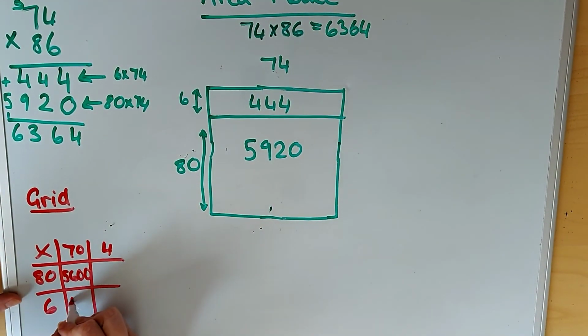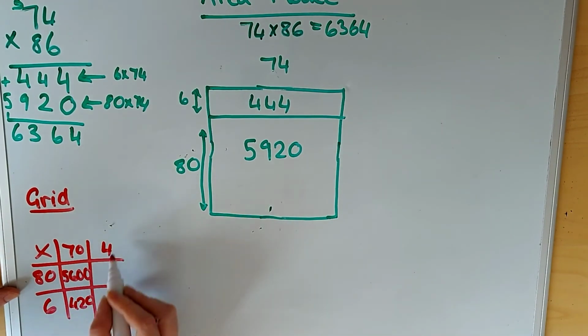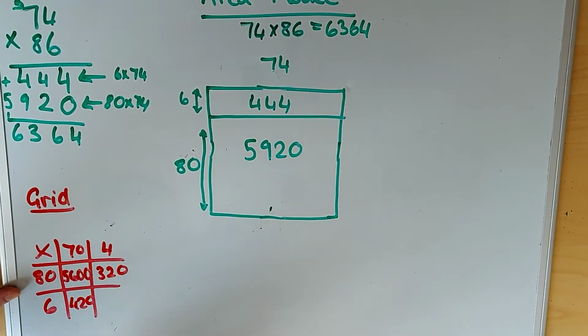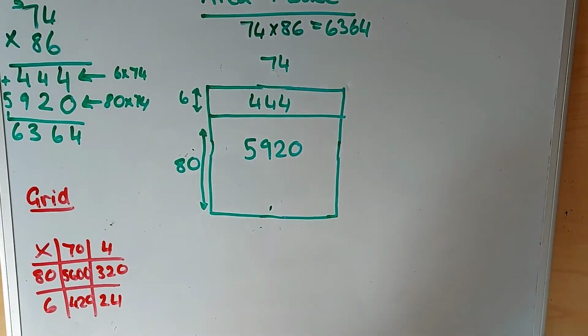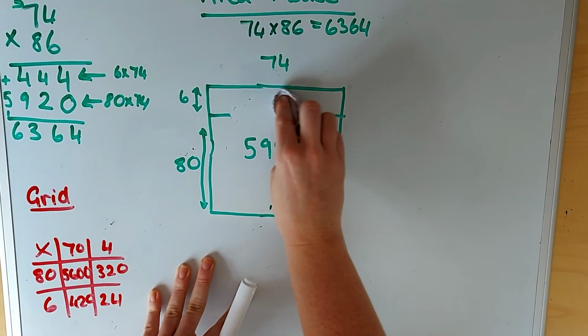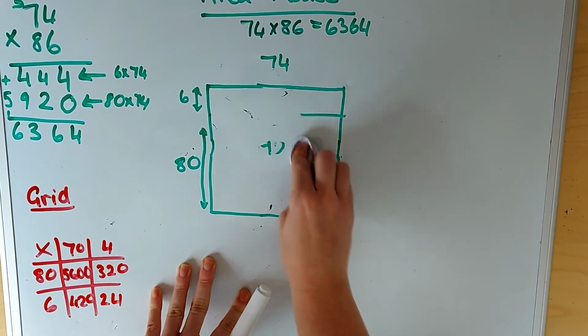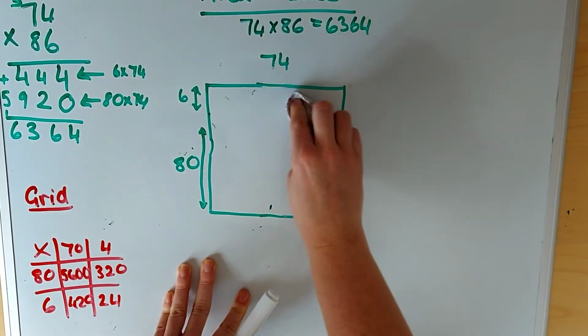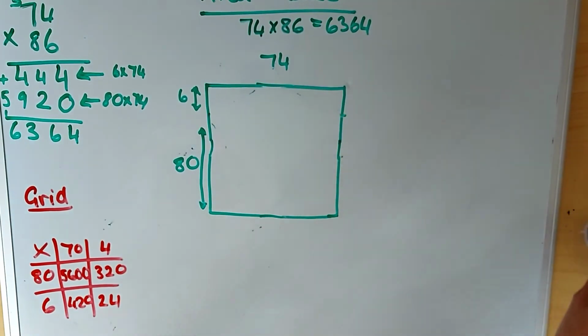6 multiplied by 70 is 420. 80 multiplied by 4 is going to be 320. 6 multiplied by 4 is 24. I'm just going to rub out this inside part because we're going to be using the same rectangle for each of these questions to show how they are related and why they equal the same answer.